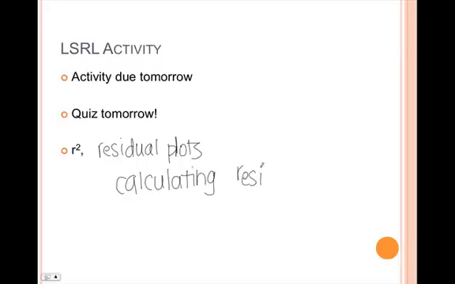And then you still need those skills that you needed from section 3.1. You need to understand how to make and interpret a scatter plot, give direction, form, and strength. You know, find the equation of a least squares regression line. We still need to be able to do all of that, okay, for our quiz tomorrow.